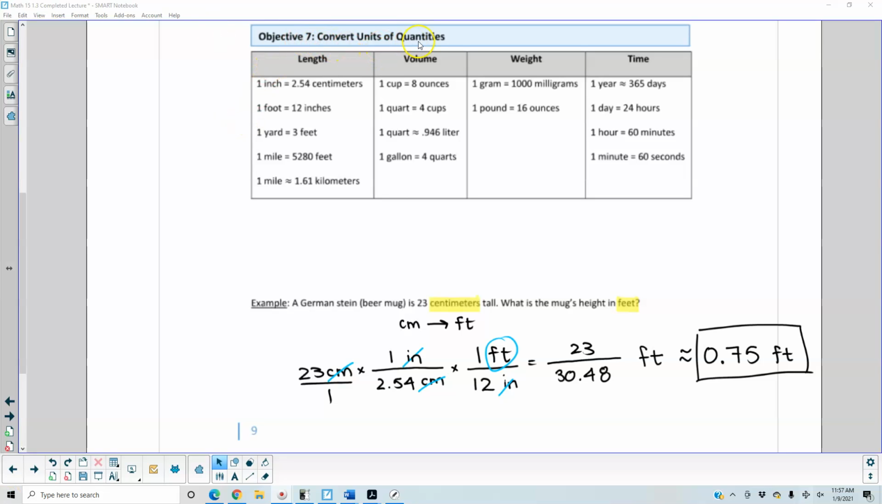Objective 7, convert units of quantities. Sometimes in statistics, you may need to convert units of quantities. So let's review here. So we have the length. So 1 inch is equal to 2.54 centimeters.